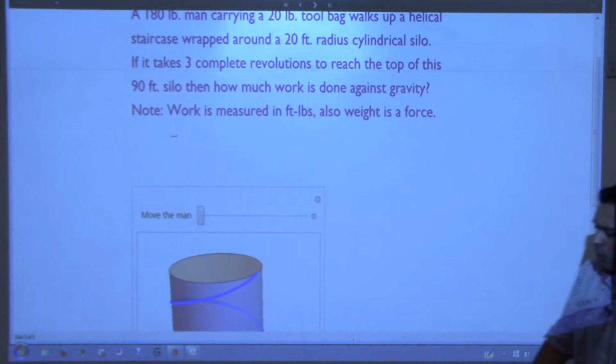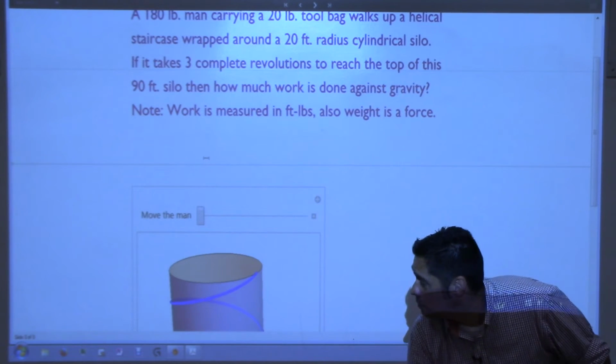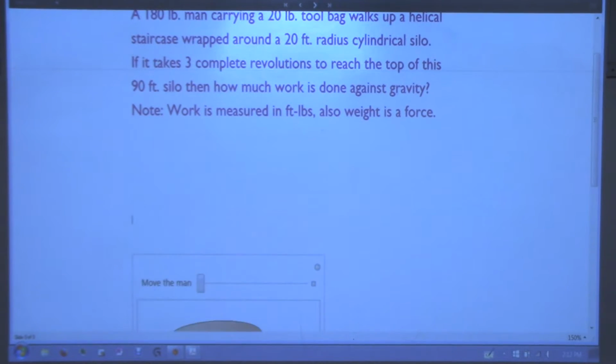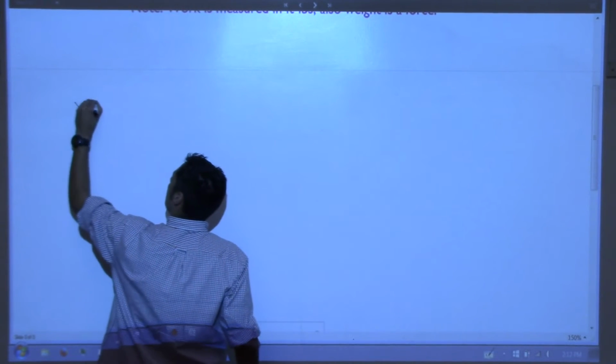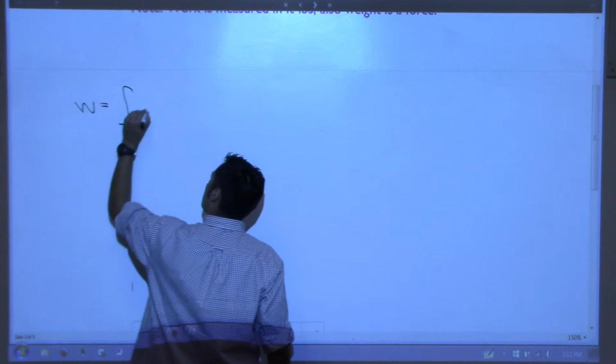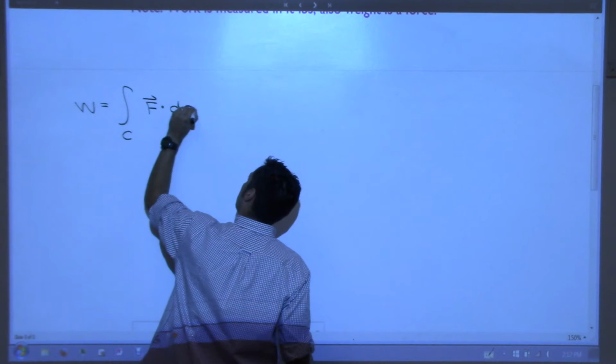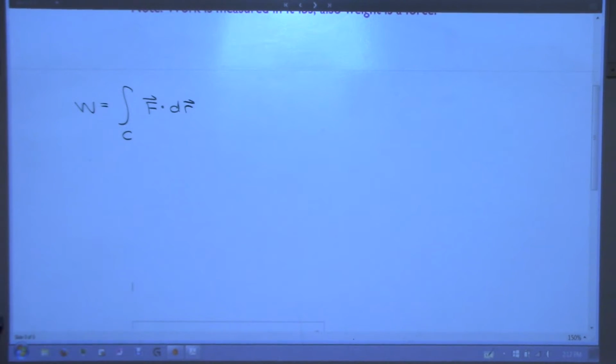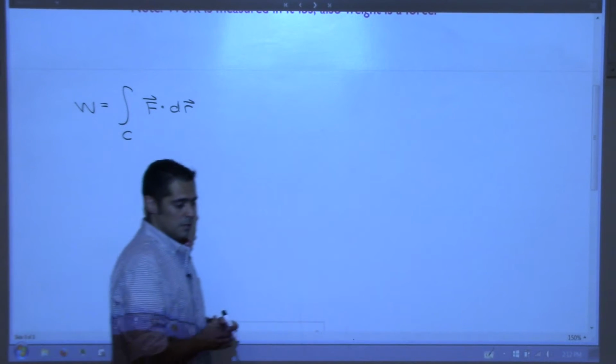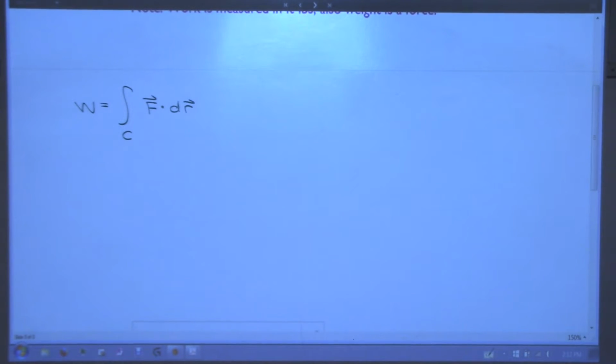So if I know this is going to be a work problem, then what are the things I need? Work is going to be equal to the line integral over C of F dot dr, right? So I'm going to need to know what is the field, what is the vector field, and I'm going to need to know r, which is the path function. So what would you like to talk about first? Which one are you most comfortable with at this point? You want to do r?